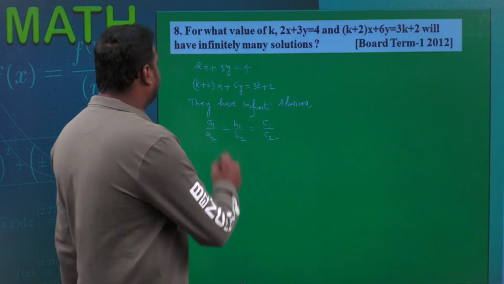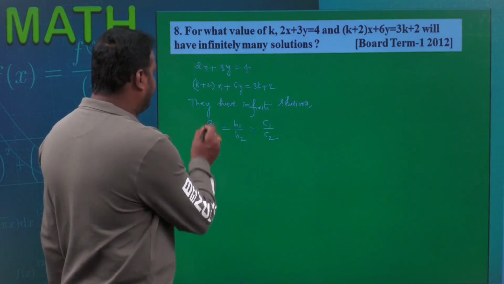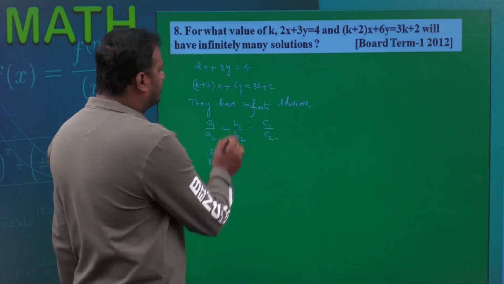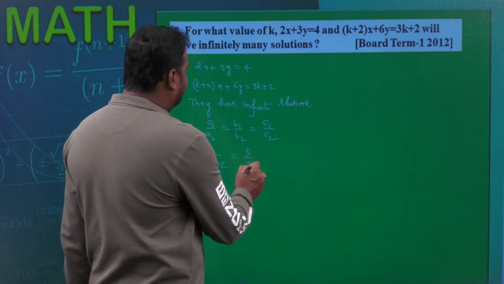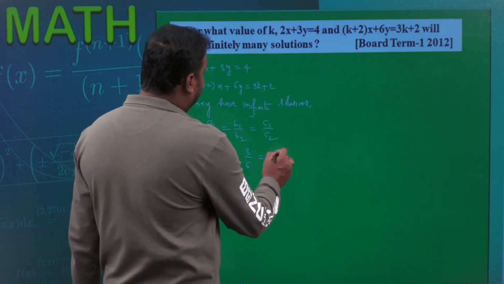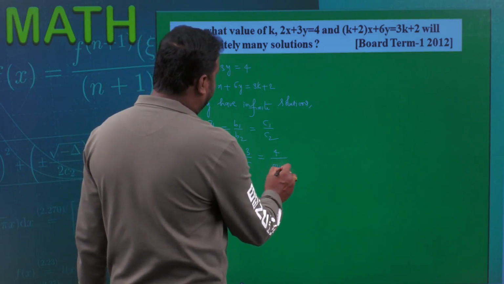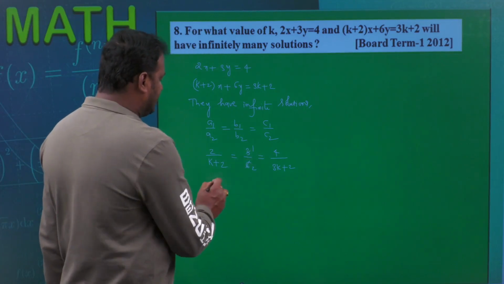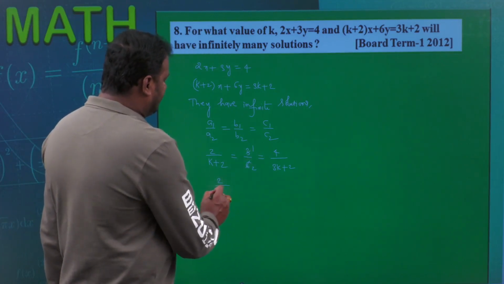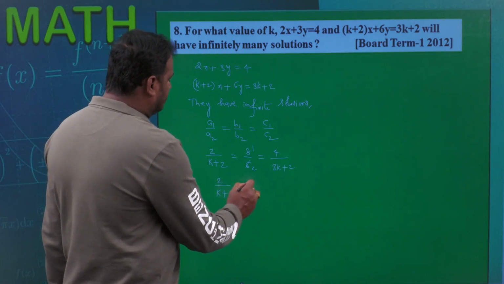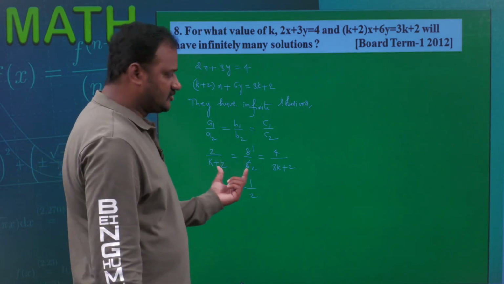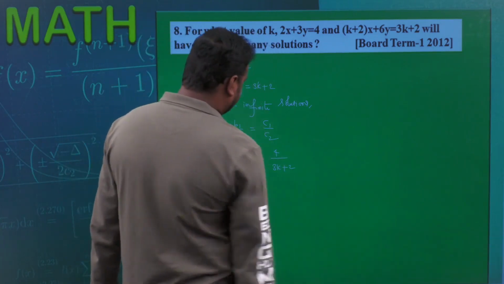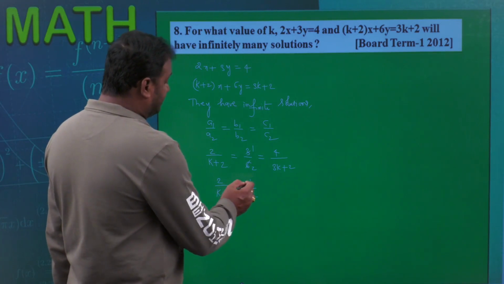Correct? So A1 by A2 means 2 divided by K plus 2, which is the coefficient of x. So that equals B1 by B2, that is 3 divided by 6, equals C1 by C2, that is 4 divided by 3K plus 2. Right? So 3 1s are 3 and 3 2s are 6. Therefore, 2 divided by K plus 2 is equal to 1 divided by 2. I am equating these two. If you want, you can equate these two also, it doesn't matter. Okay? So fine. Now 2 divided by K plus 2 equals 1 by 2.